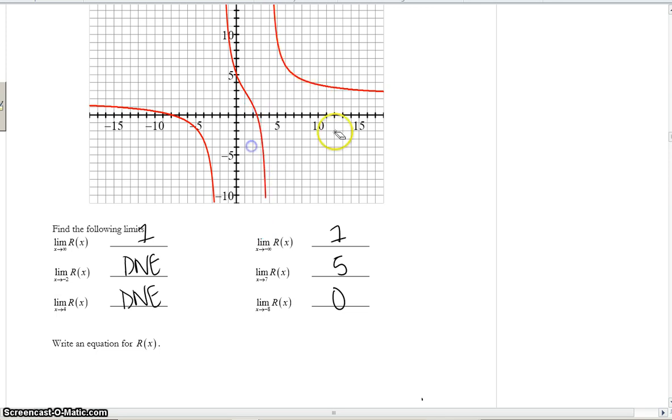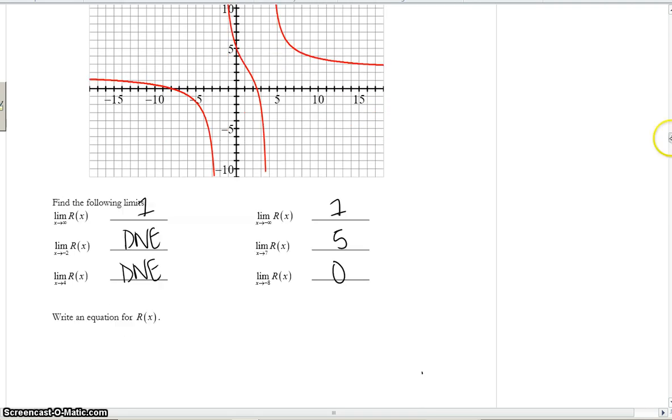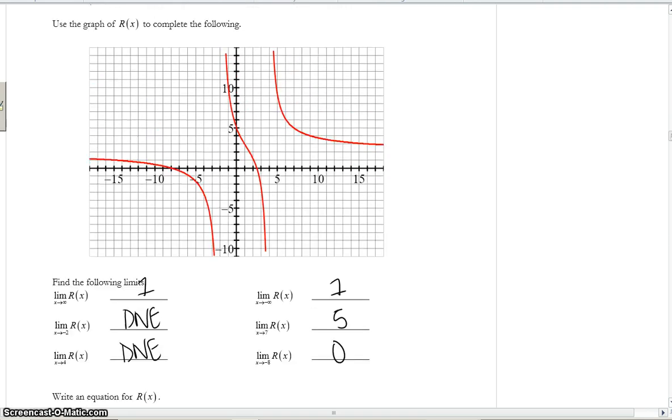I'm going to erase some of this. It says write an equation for our x. So I'm going to scroll up here, and I'm actually going to do it up here so that we can see our graph. Remember that our x-intercept is in our numerator, our vertical asymptotes are in our denominator, and to find our horizontal asymptote, it is based on our exponents in our leading coefficient. So let's take a look at this.